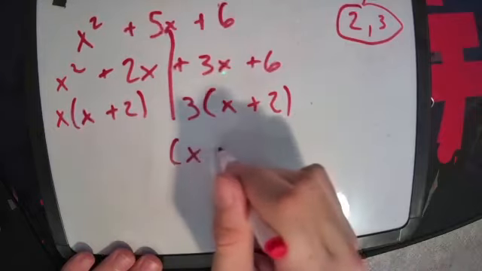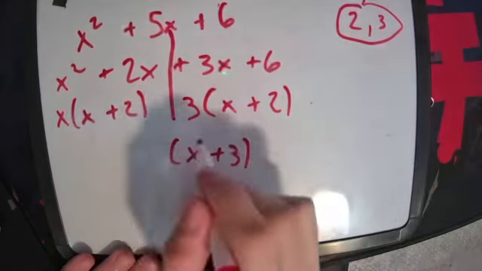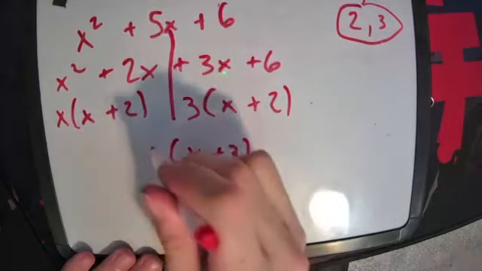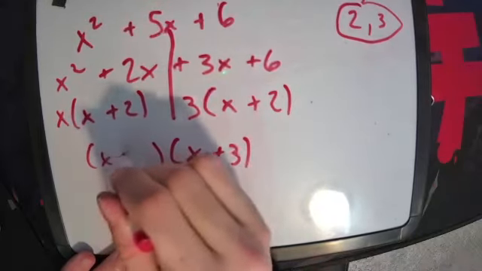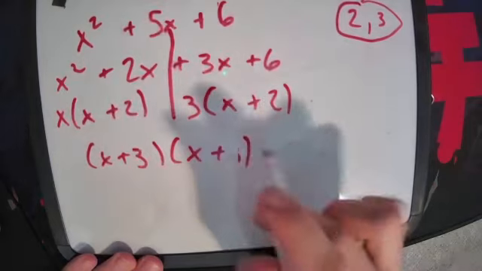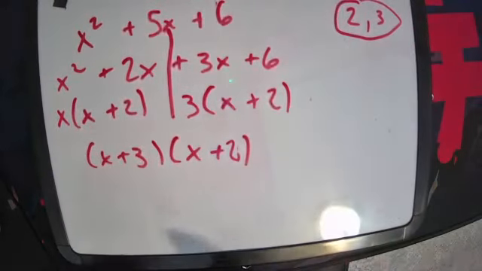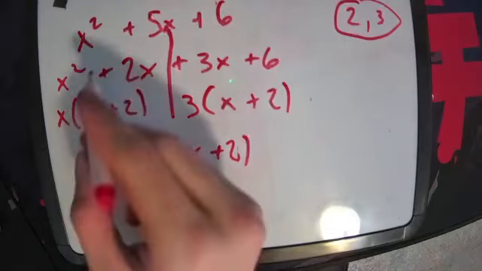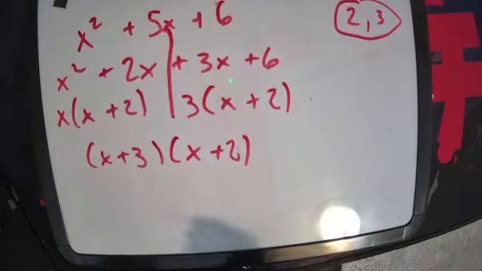So just leave that over here. The remaining two numbers, which are x plus 3, we could just group that as well. So we have x plus 3. I meant to write x plus 2 over here. I apologize. So that is our final factored form for x squared plus 5x plus 6.